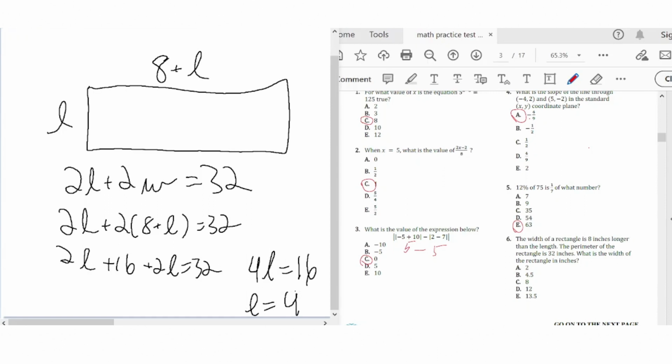However, don't be fooled. Remember, we are looking for the width. This is not our answer. We know that the width is 8 inches longer than the length, so the width has to be 12. And we see right here, 12, D is our answer.